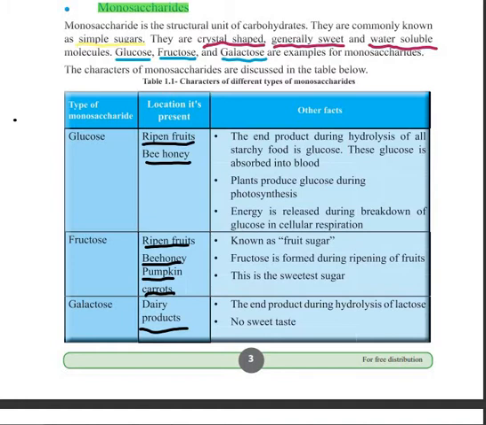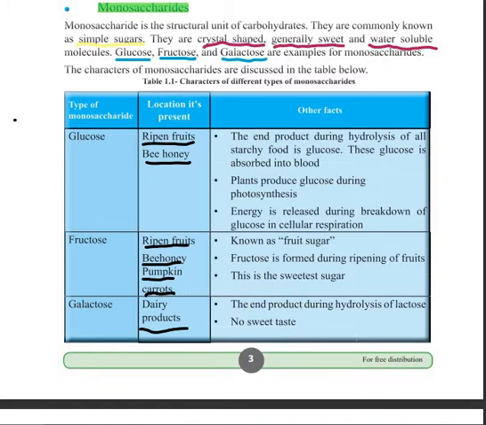Here glucose. Glucose is present in ripened fruits and bee honey. Fructose is present in ripened fruits, bee honey, pumpkin, and carrots. Galactose is present in dairy products. Dairy products mean milk products.